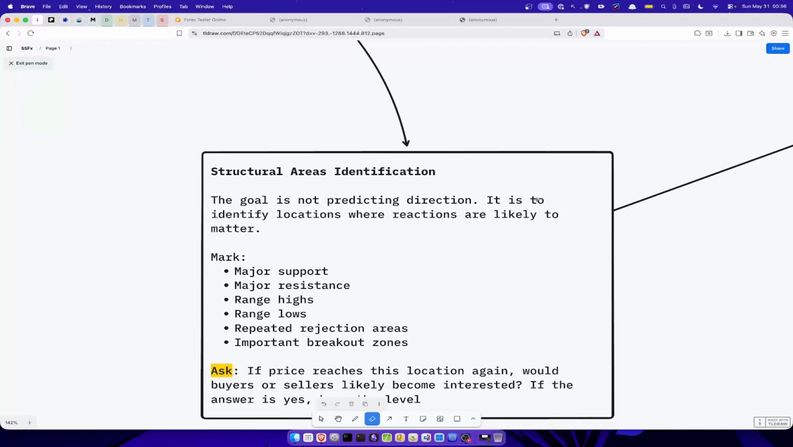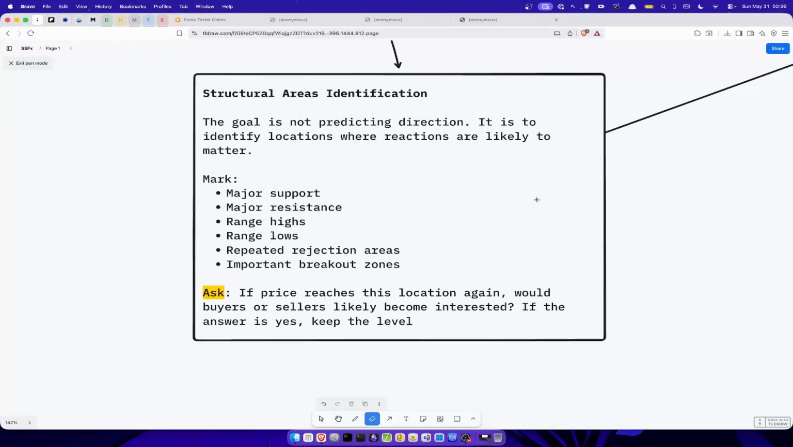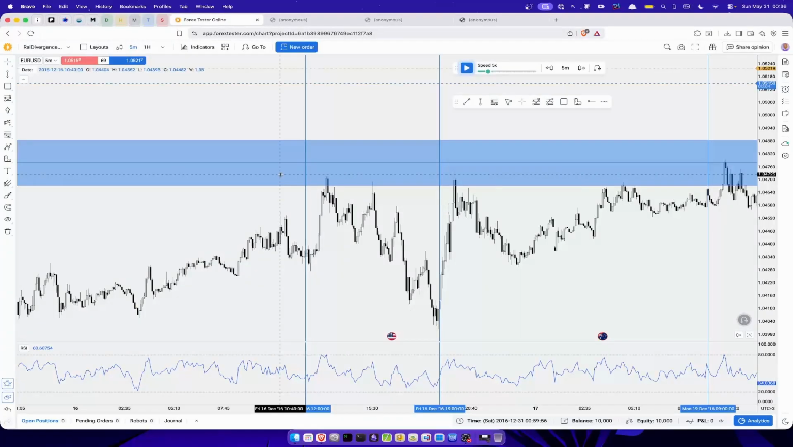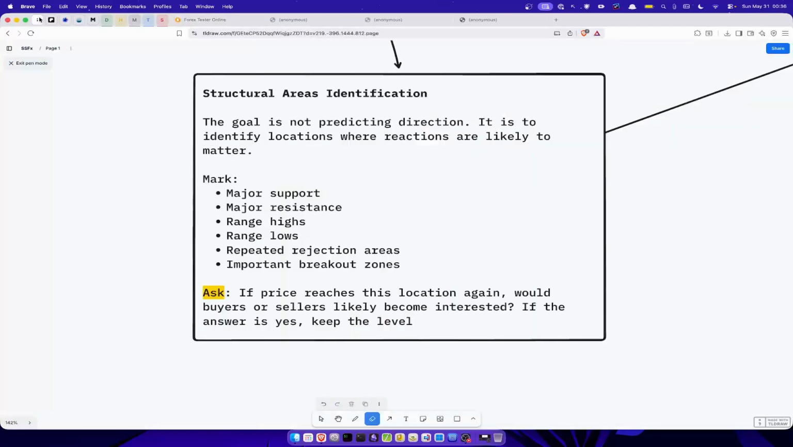And in as far as structure is concerned, let me explain a few things, or rather just touch on them. The goal is not trying to predict the direction of the market. It is essentially to identify the locations where the reactions are likely to matter. As I mentioned initially on the chart, the market had reacted to this zone, and now we are anticipating that it might react again. We are not trying to predict that when it gets to that point, it will break out or it will reverse. Essentially, we just want to see how the market will react to that specific zone.